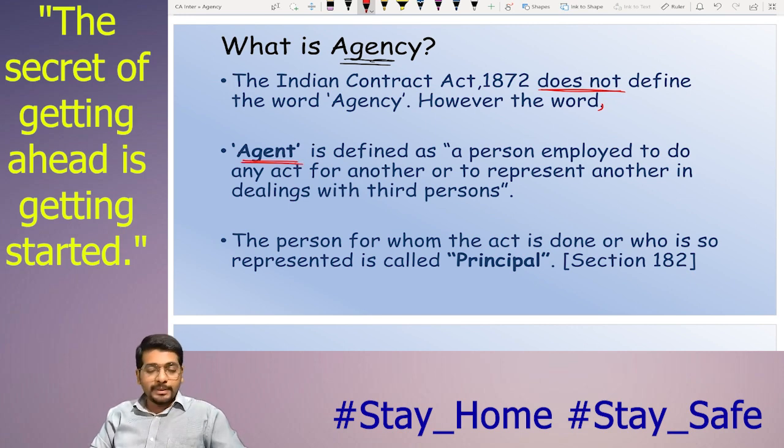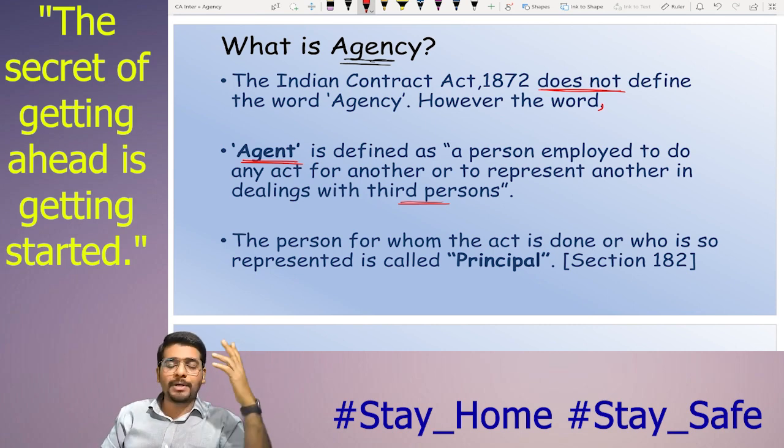The word agent has been defined, and the meaning says it's a person who is employed to do any act for another person, or to represent another person in the dealings with the third person. To represent another person in the dealings with the third person is known as the agent.